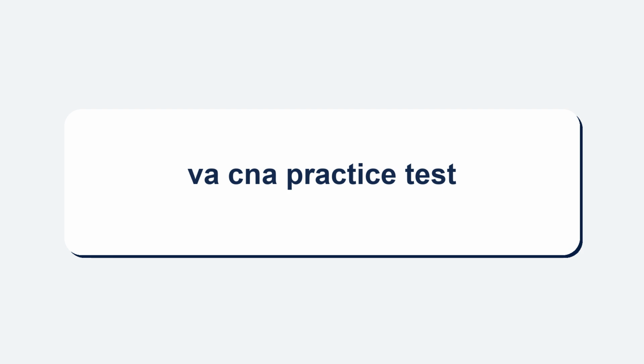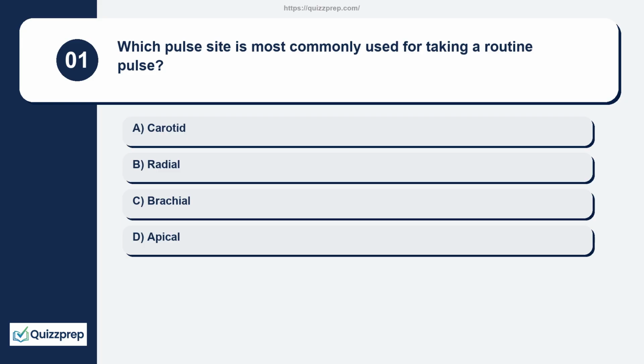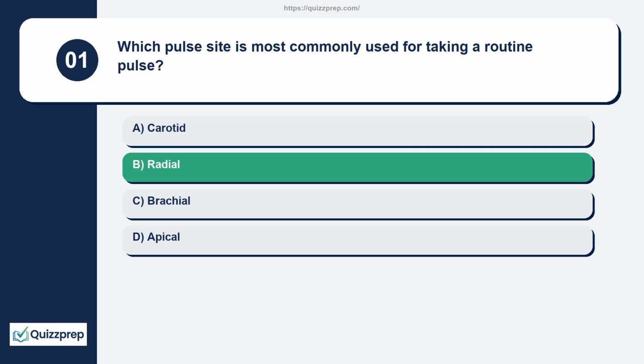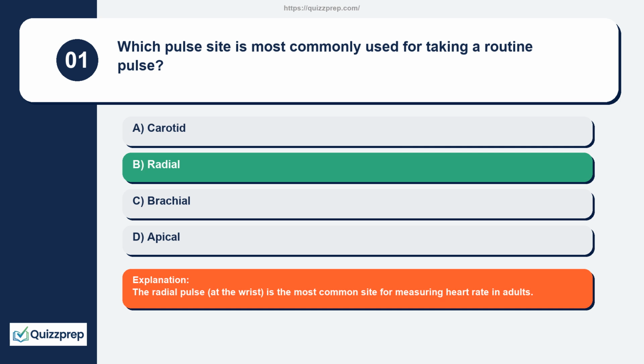VA CNA practice test. Question 1. Which pulse site is most commonly used for taking a routine pulse? Carotid, radial, brachial, apical. The radial pulse, at the wrist, is the most common site for measuring heart rate in adults.